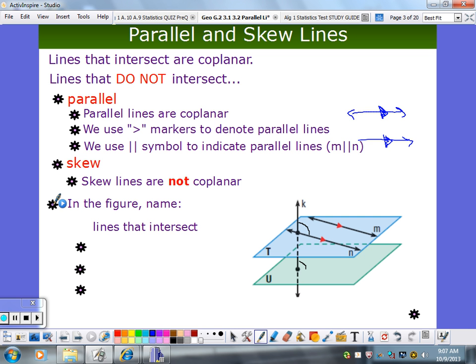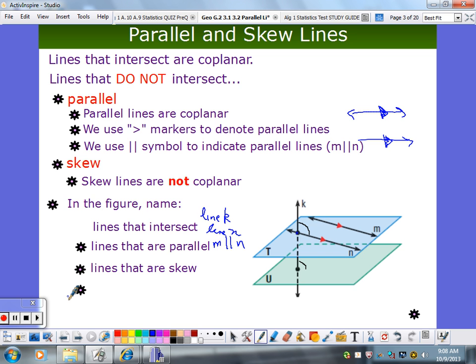Okay, so let's see. In this figure here, can we name lines that intersect? So I've got 2 planes, and this is a set of lines. Are these 2 lines, M and N, parallel? How do I know? I've got the little markers, so I know they're parallel. So what are some lines that intersect? Line K intersects line N. We can see that point of intersection. How about some lines that are parallel? Line M and line N, because they have the little markers.